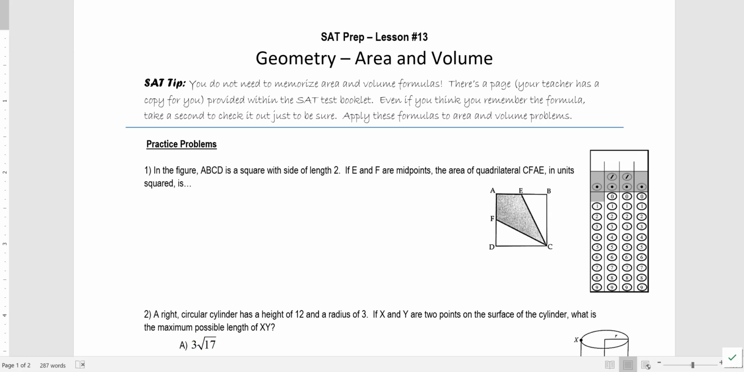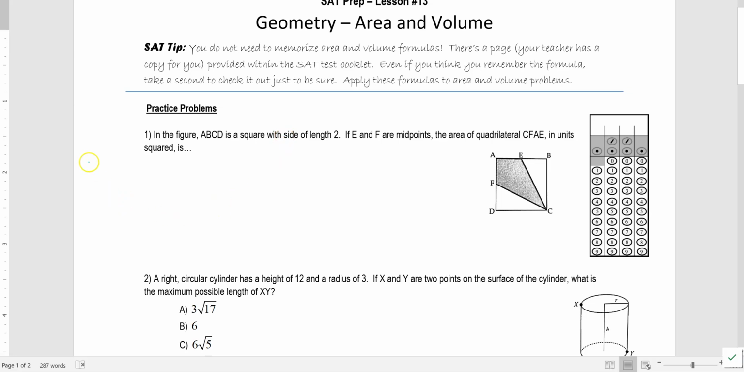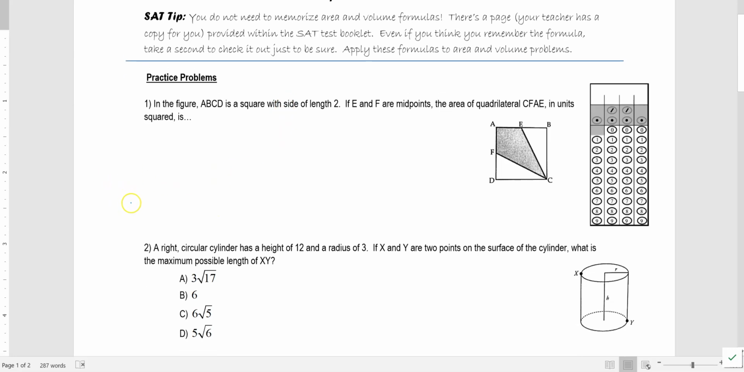This video is really just a bunch of examples. We don't really have vocabulary to go over besides what we see within our examples here. So let's take a look at some practice problems.